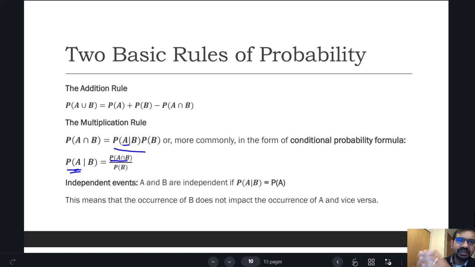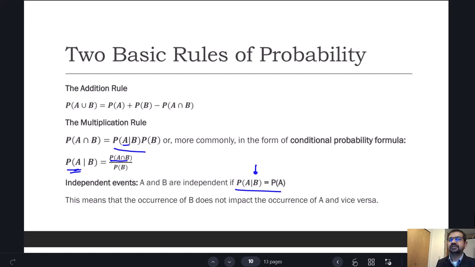This also leads to the definition of independent events. When are events A and B independent? Events A and B are independent when the occurrence of B has no bearing on A happening. So A and B will happen just on their own. So for example, what is the outcome of tossing a coin and rolling a die? So here, tossing a coin's outcome is independent of the outcome we get from rolling a die. So more formally, the independent event is described as the probability of A conditional on B is same as probability of A. So here, B's occurrence has no impact on A's occurrence.